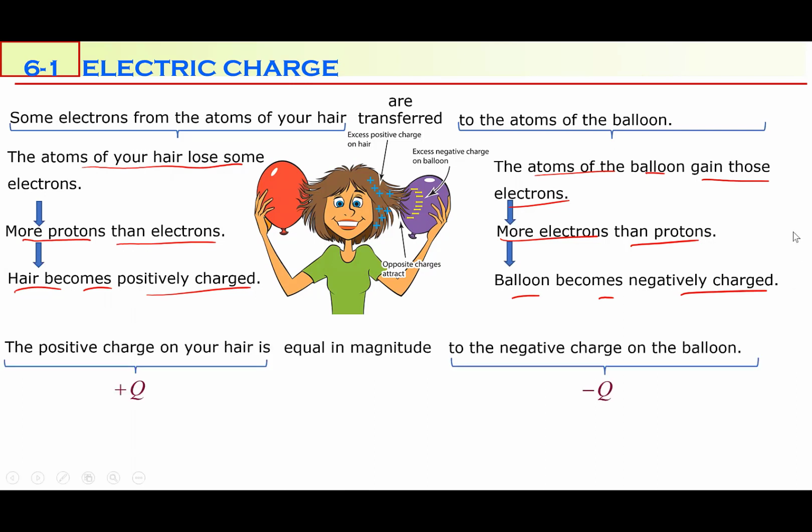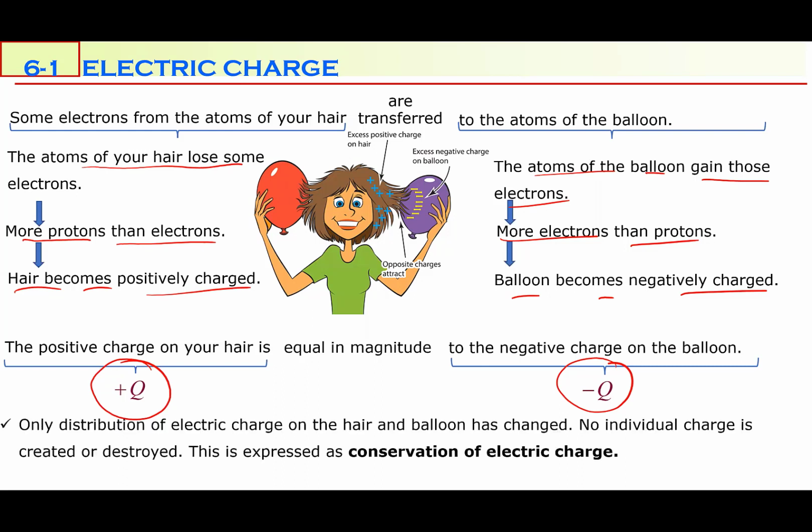Okay, the positive charge on your hair is equal in magnitude to the negative charge on the balloon. Why? Because however many electrons are lost from your hair reside on the balloon. So one of them becomes positive charge, which is your hair, positive Q, represented like this. The other one becomes negative Q. One of them is positive 10, the other one is negative 10. One of them is positive 5, the other one is negative 5. One of them is positive billion, the other one is negative billion, and so on.